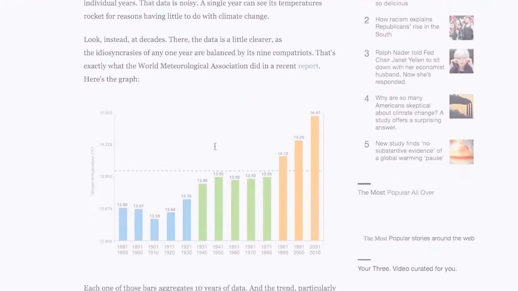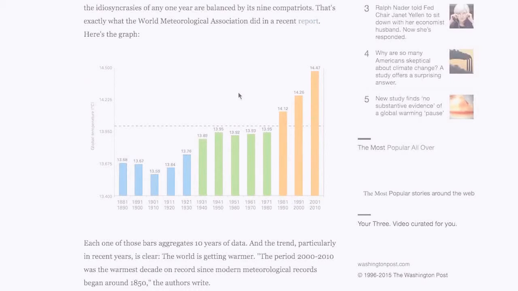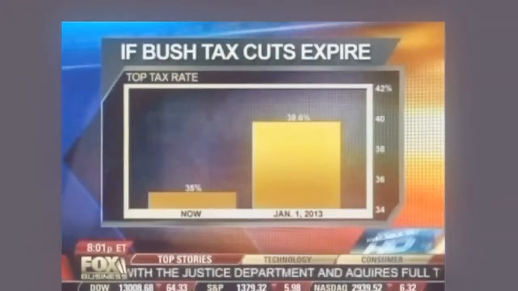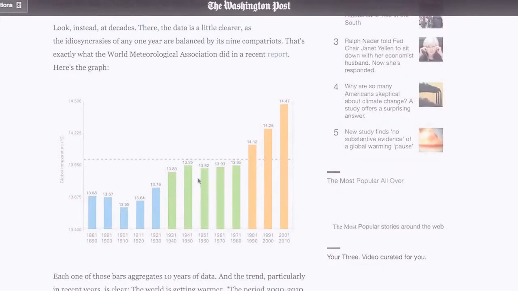But for some reason, I guess this is supposed to destroy any doubt about the idea of anthropogenic global warming. Again, that's a canard. That's the wrong thing. But anyway, even disregarding that, let's take a look back at what we just learned about truncating the y-axis on a bar graph. Oh, wait, yes, that's exactly what happened here.